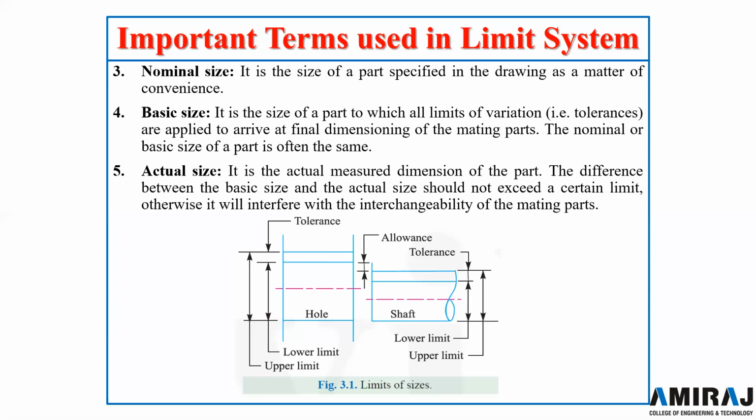The nominal or basic size of a part is often the same. Then there is the actual size. It is the actual measured dimension of the part. The difference between the basic size and actual size should not exceed a certain limit. Otherwise, it will interfere with the interchangeability of the matching part.